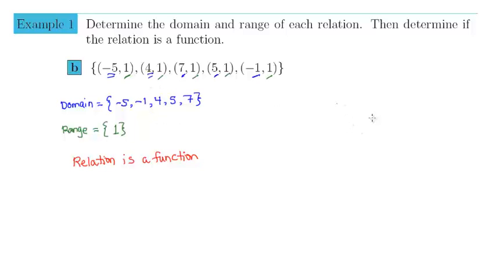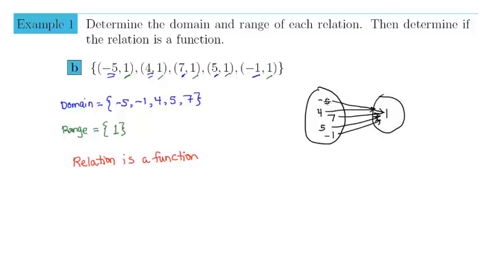Because this is such a small example, let me go over here and draw you a map for it. If I was to look at this as a map, I would have -5, 4, 7, 5, and -1 being elements in my domain, and my range consisting of the value 1. And notice each of these elements here maps to this value 1, but each of these elements only goes to 1. It doesn't go more than one place. That means this relation is a function, and this is a more visual representation of that fact. Let's take a look at example 1c.